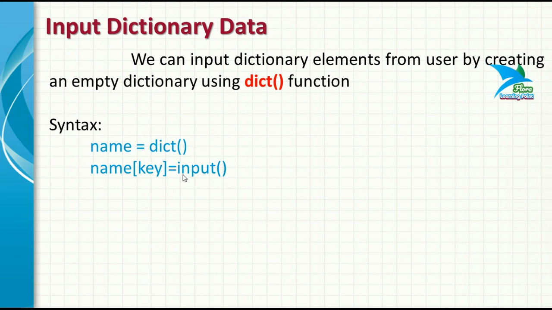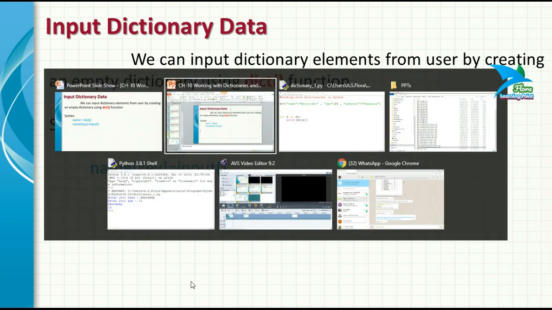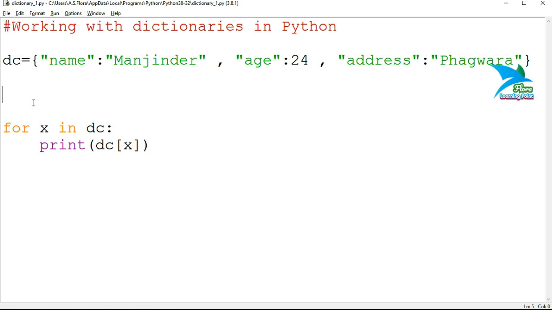Lastly, we'll discuss how to input dictionary data. We can input dictionary elements from the user by creating an empty dictionary using the dict function. We have already discussed the dict function. By using the dict function you make an empty dictionary, and by specifying the name of the key inside the square brackets, you will be able to assign a value to a particular key by using the input function, getting the value from the user.